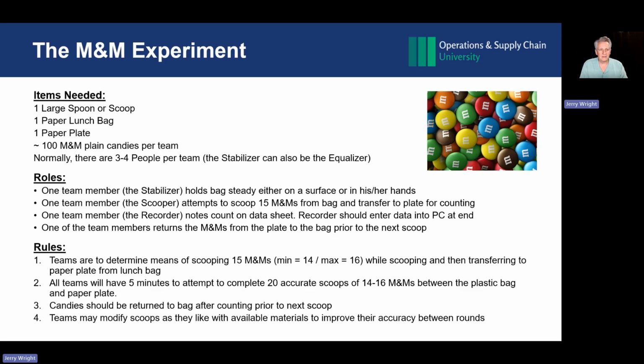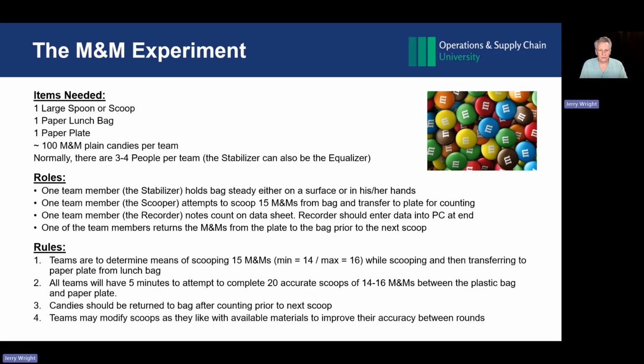So the roles in the team are: one team member is the stabilizer. They hold the bag steady, make sure it doesn't move. The other team member scoops, and the goal is to scoop 15 M&Ms and then dump them on the paper plate for counting. One team member records the counts, and then you can eventually put it into a PC, and I'll show you a sheet that you can use. And then one team member returns the M&Ms back into the bag because you need to keep the bag full with M&Ms. If you find any half M&Ms, you can toss them.